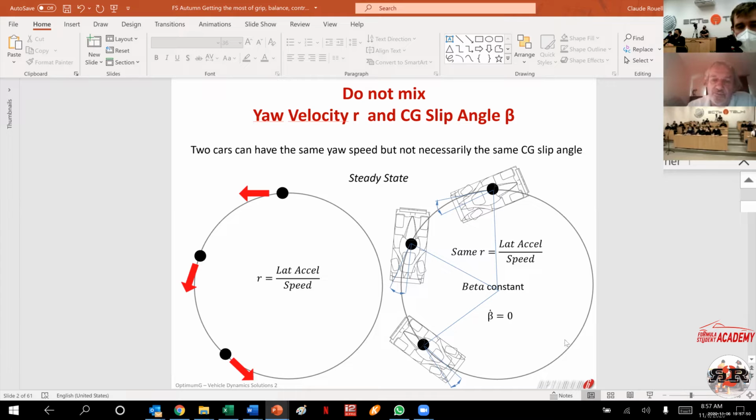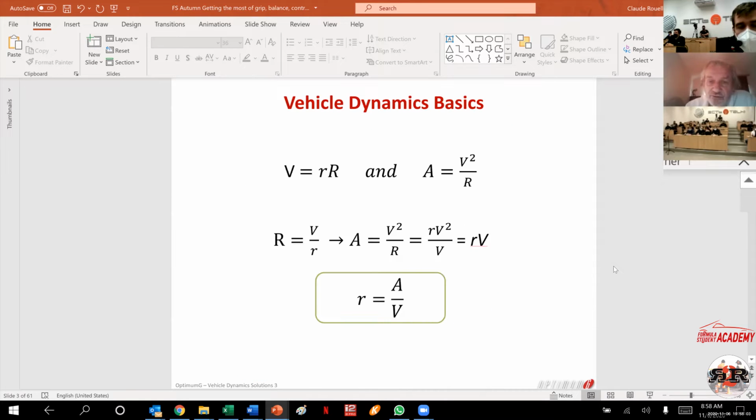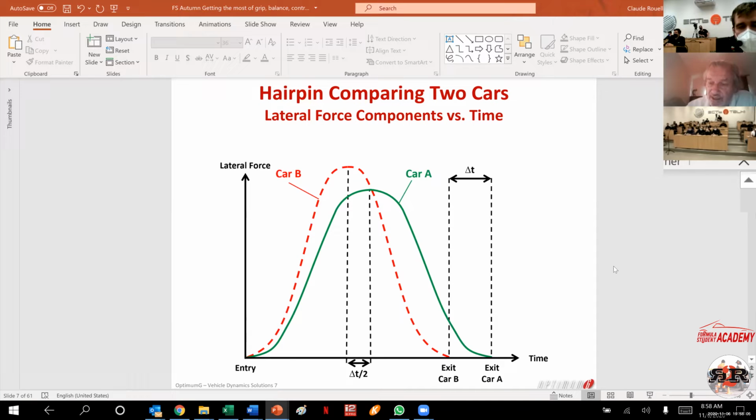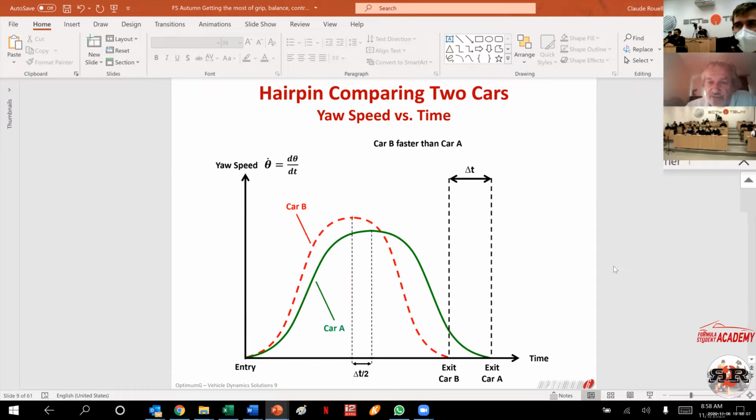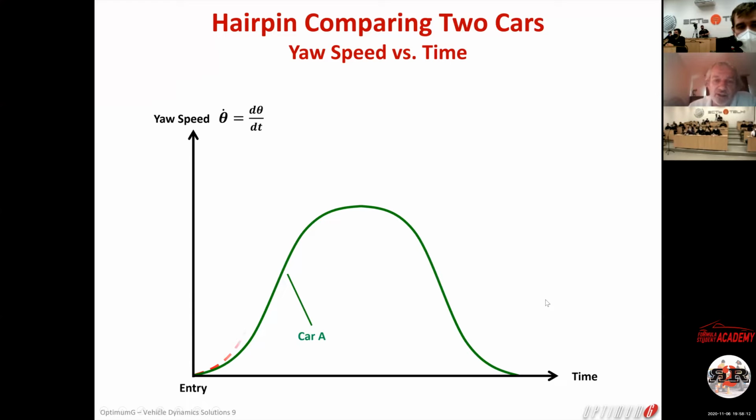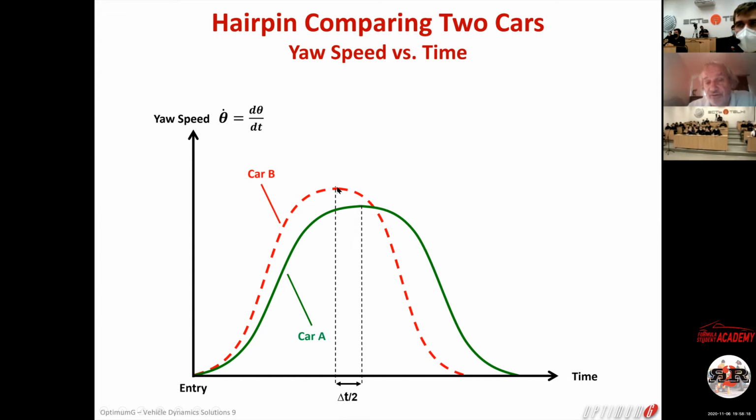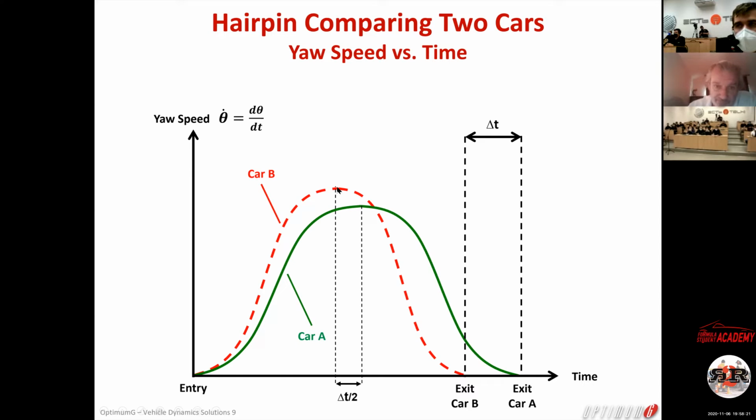If you do your skid pad in 5 seconds, your yaw velocity is 72 degrees per second, okay? Same degrees, less time, more yaw velocity. So you agree with me that you are going to have more yaw velocity when you are going faster, okay? And not only are you going to have more yaw velocity, but you're going to have it earlier, okay?